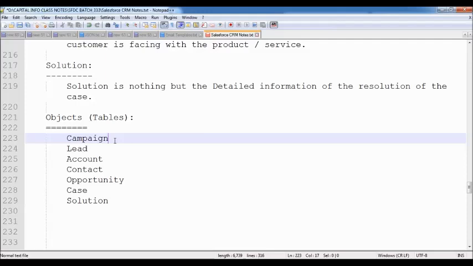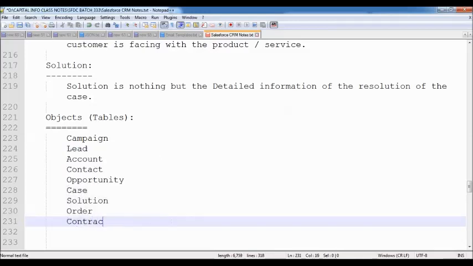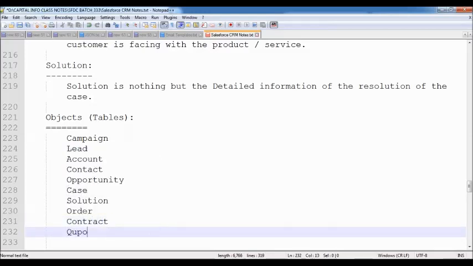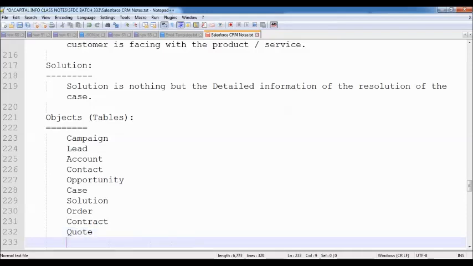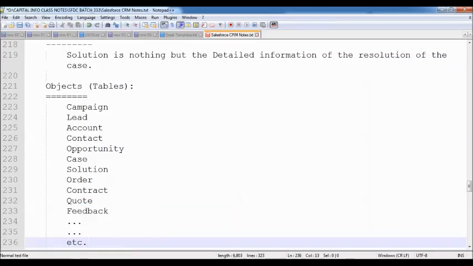Like that, we have so many other objects available, like the order object, contract object, quote object, and feedback object. As part of Salesforce CRM, we have so many other objects also. These are the various terminologies that we use as part of Salesforce objects.